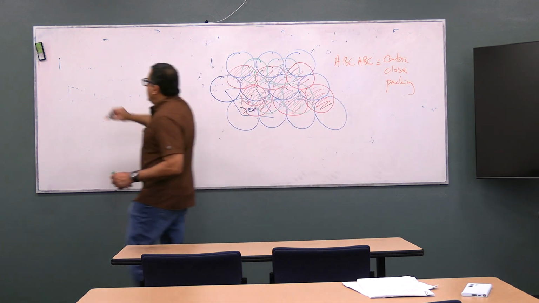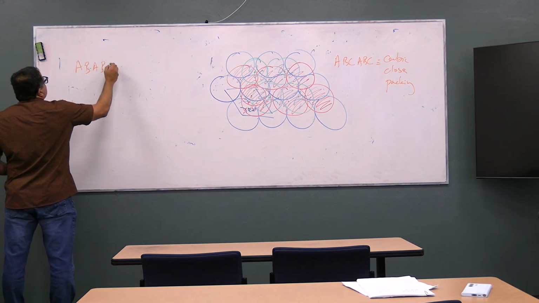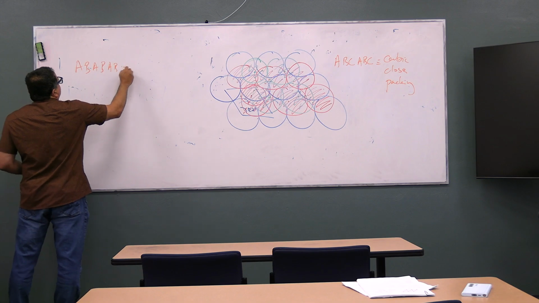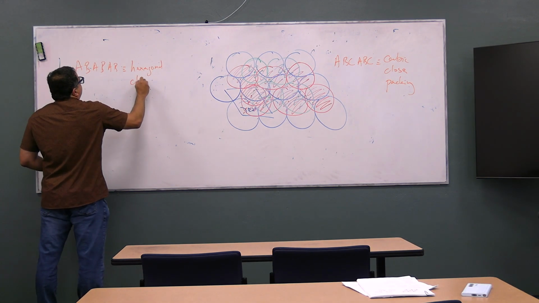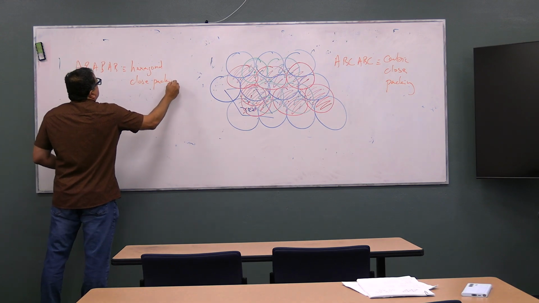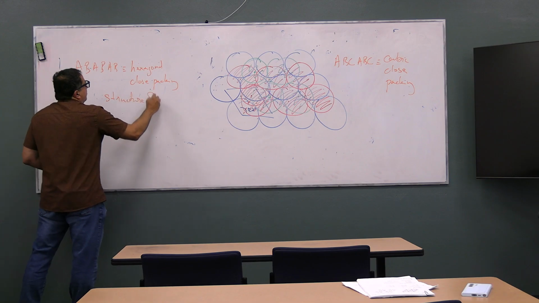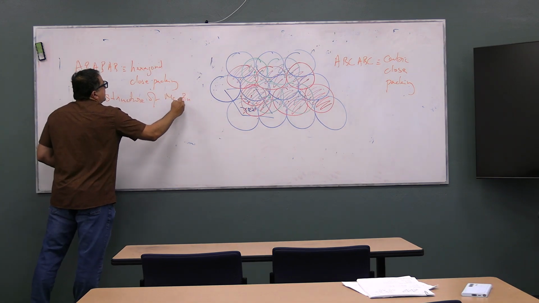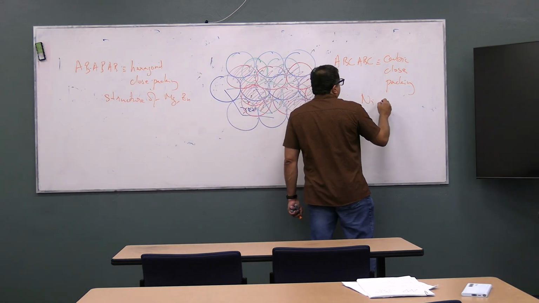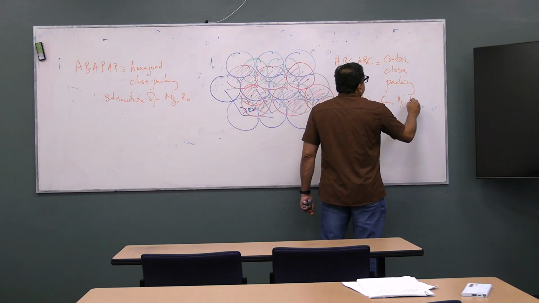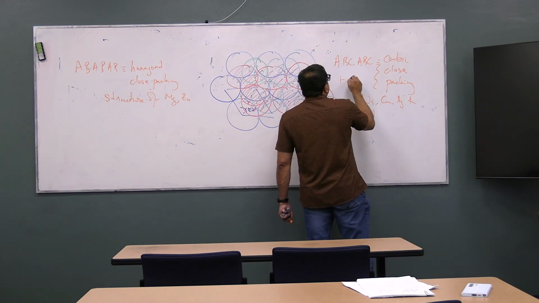Or I can have AB, AB, AB. So I just skip the third site. This is hexagonal close packing. And this is the structure of magnesium, for example. Structure of magnesium and zinc and some other elements. This is the structure of nickel, copper, silver, gold, palladium, etc. This is also called face-centered cubic.